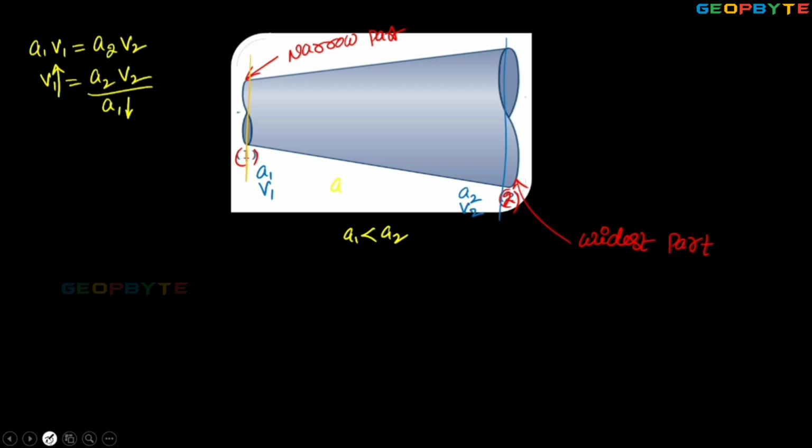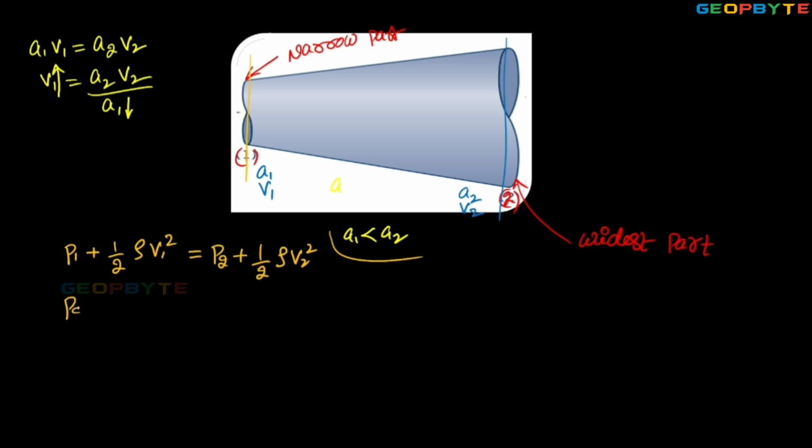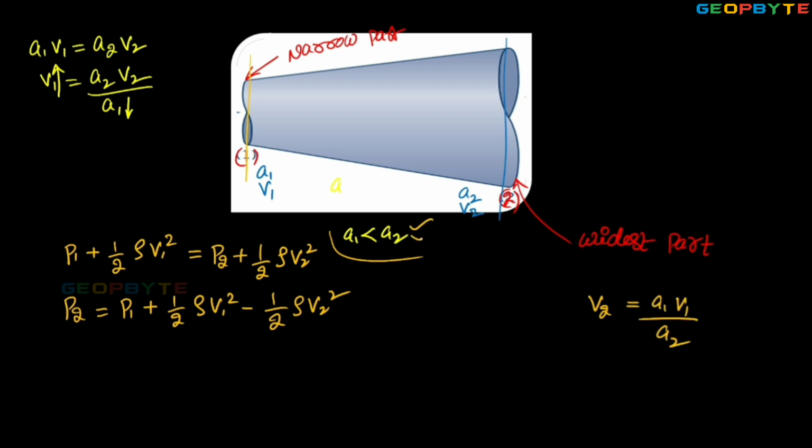Similarly, let us apply the Bernoulli equation between part 1 and part 2, that is the narrow part and the widest part. P1 plus half rho V1 square equals P2 plus half rho V2 square. From this, P2 equals P1 plus half rho V1 square minus half rho V2 square. As you know, V2 equals A1 V1 by A2.